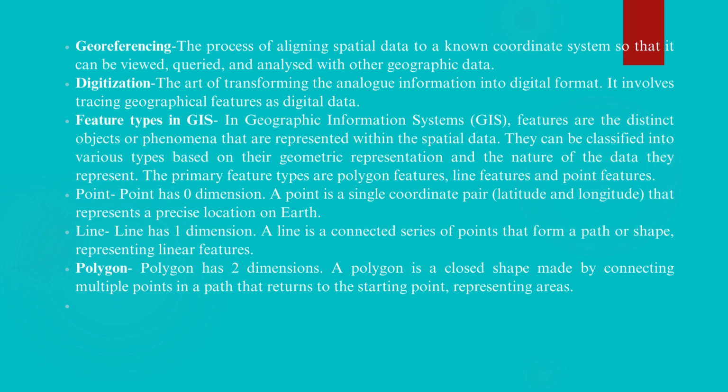Polygon features. A polygon has 2 dimensions. It is formed by connecting multiple points and closing the shape. Example, village boundaries, lakes, agricultural fields, or districts. Polygons represent areas on a map.